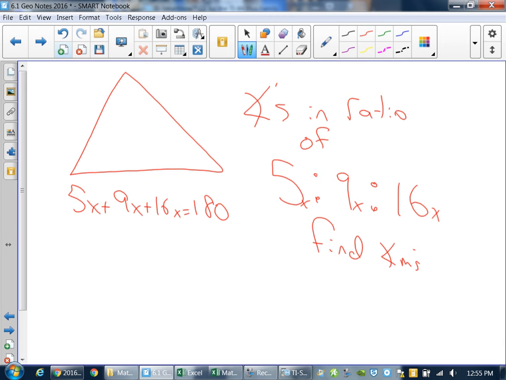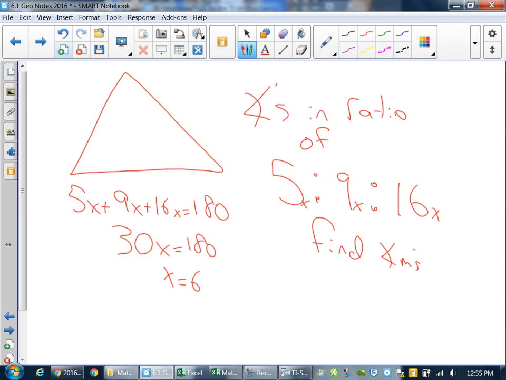So now the tough part. 5 plus 9 plus 16. Oh, I don't know, man, maybe 30. Whew, it's tough. And what's 180 divided by 30? 6.